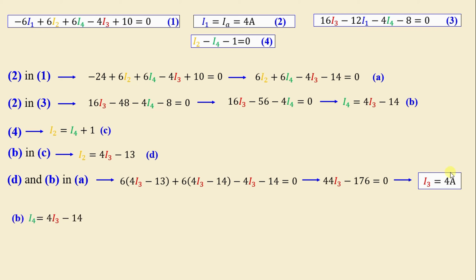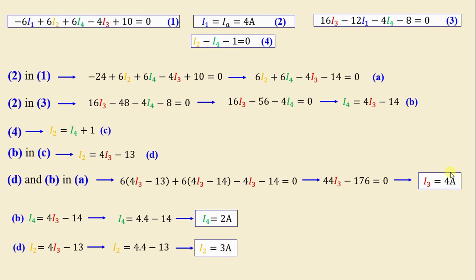Now from B we have I4 is equal to 4I3 minus 14. That means I4 is equal to 4 multiplying by 4 minus 14. We obtain I4 is equal to 2 amps. And from equation D we have I2 is equal to 4I3 minus 13. That means I2 is equal to 4 multiplying by 4 minus 13. We obtain finally I2 is equal to 3 amps.